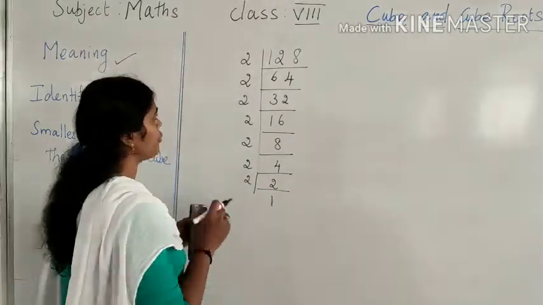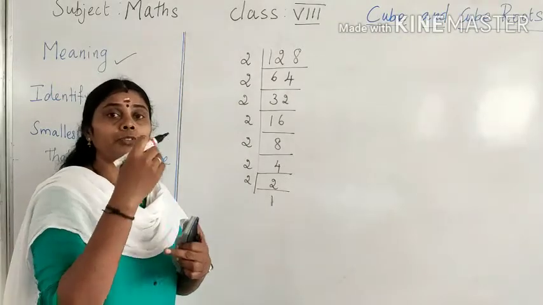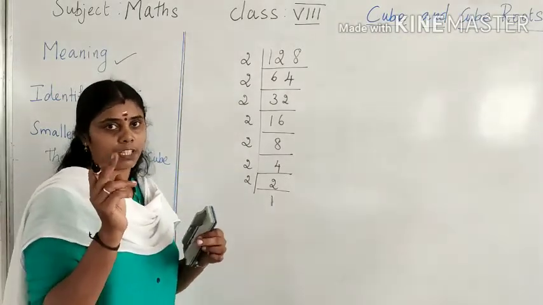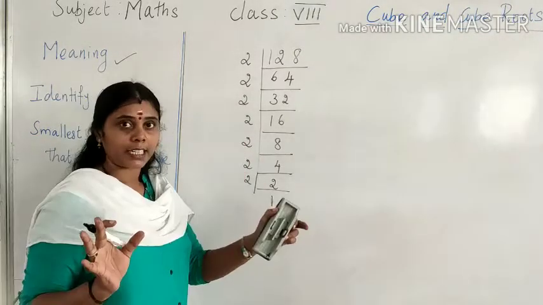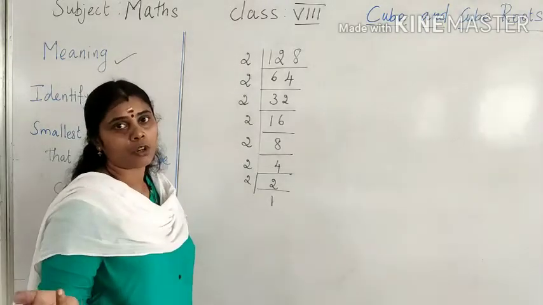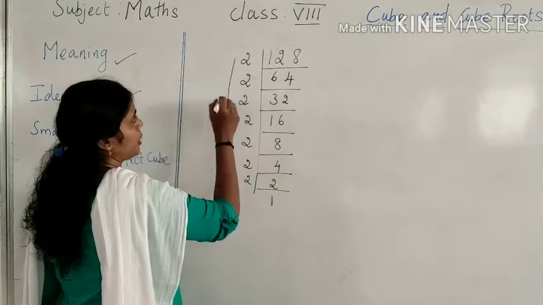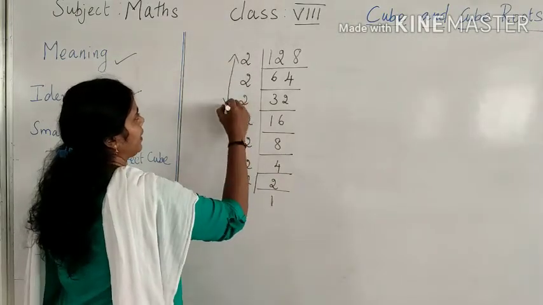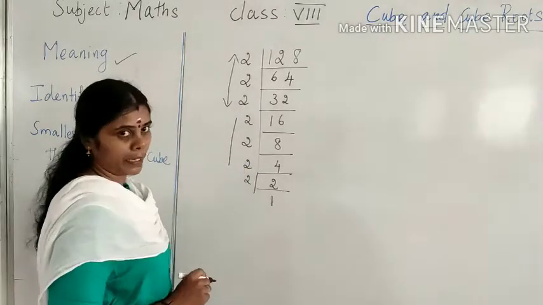Okay. So now you see, we know that cube means the number multiplied 3 times. To check whether the given number is a cube, we have to take 3 numbers as one group. If we get exactly such groups, the given number is a perfect cube. Otherwise it is not a perfect cube. So we will check it. These three 2s form one group, right? And these three 2s again form one group.